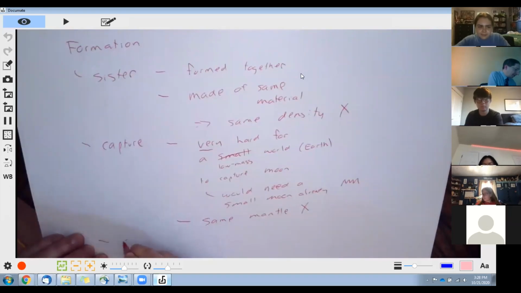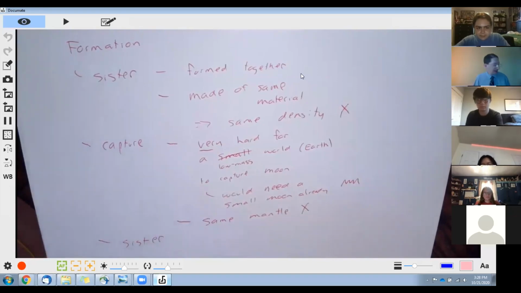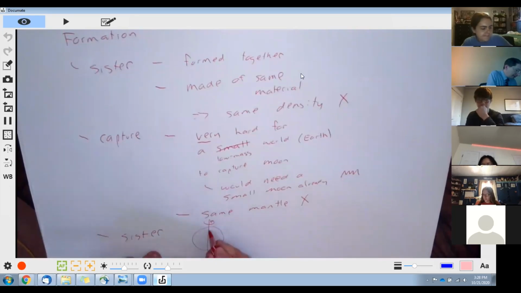Another theory came up called the sister theory. It's really kind of creative, but it doesn't work. The idea is, what if the early Earth was molten and it's spinning? What if it was spinning super fast? If it's spinning super fast, it would get elongated.